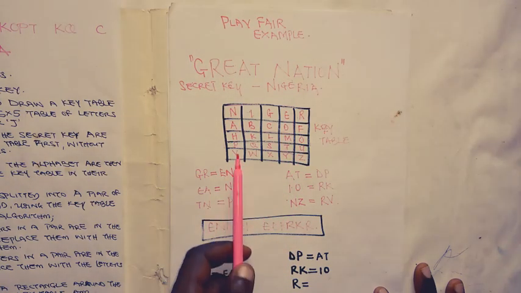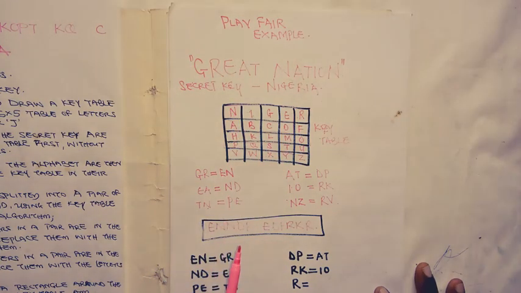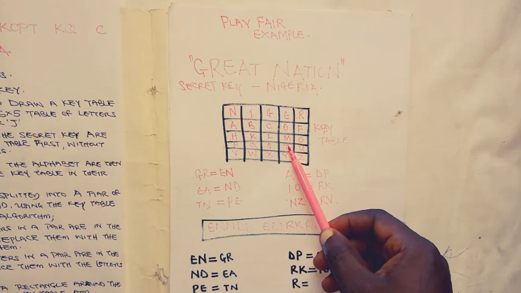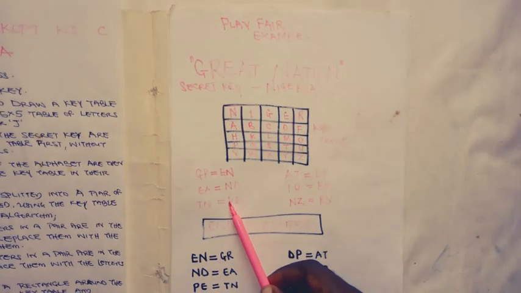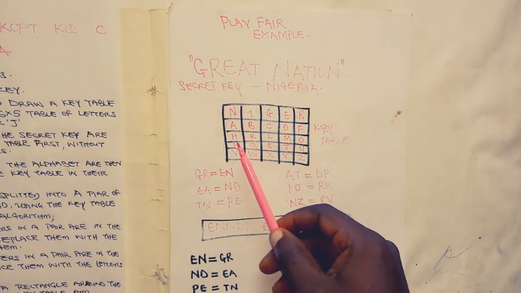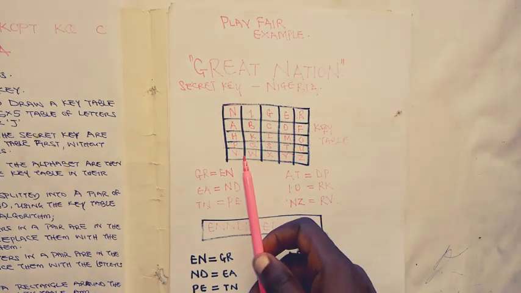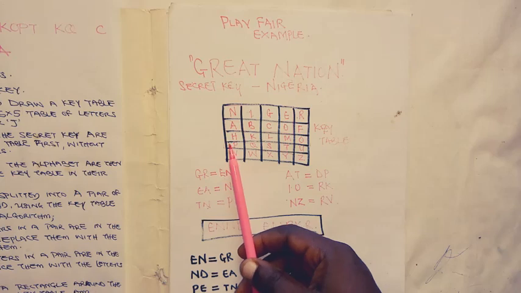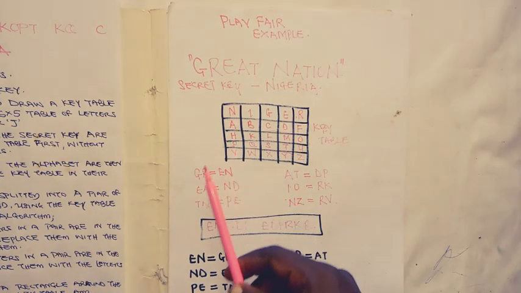For T and N, the same rule applies. This is N and this is T, neither on the same row nor in the same column. Therefore, the letters to the horizontal opposite angle to N and T: for T it is P, and for N it is E. So I have P and E. The same thing applies to A and T. A and T are not in the same row nor in the same column, so I have to use the rectangle rule to do the encryption. For A it is D, and for T it is P.